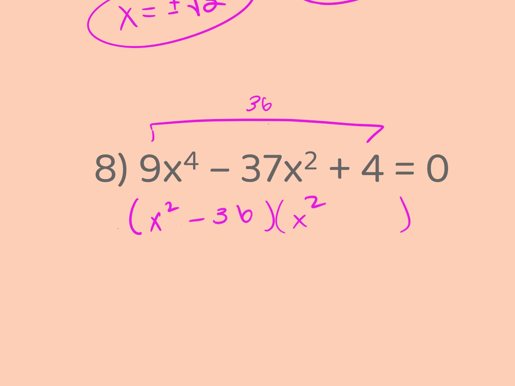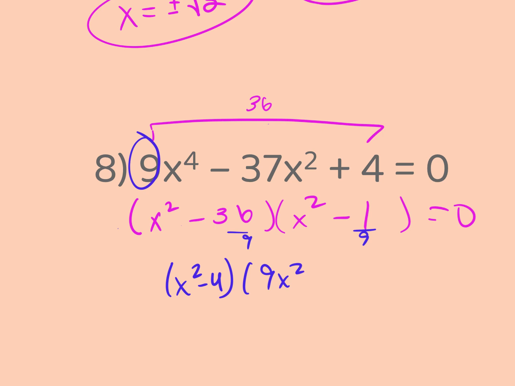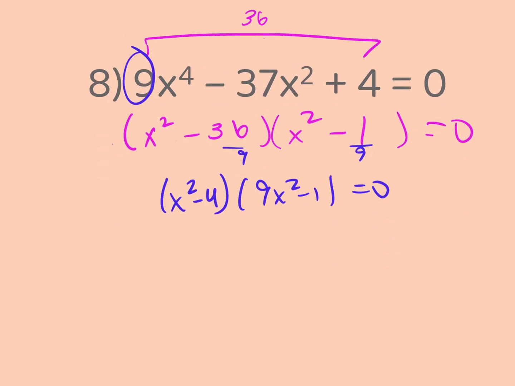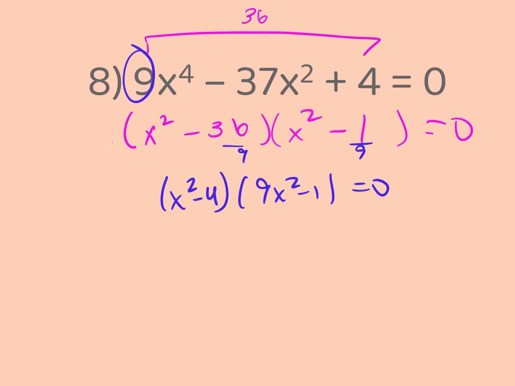What are my factors? Negative 36, good, and negative 1, good. Now, before you just go and solve that and say, oh, okay, it's going to be plus or minus 6, plus or minus 1, guys, what do we have to do? Divide both by your A terms. So I end up here with x squared minus 4, correct? You guys with me? And 9x squared minus 1, okay. Can I factor that more? Yeah. I sure can. So this becomes x plus 2, x minus 2.